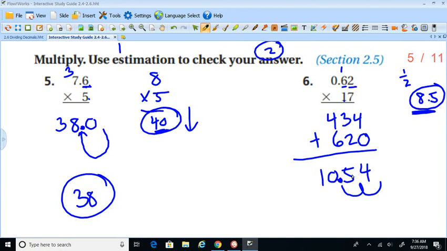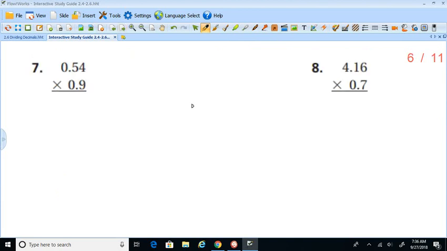Now you go ahead and do exactly the same thing. You try number 7, and then you go ahead and complete number 8 as well. Good practice. Now we get to division.